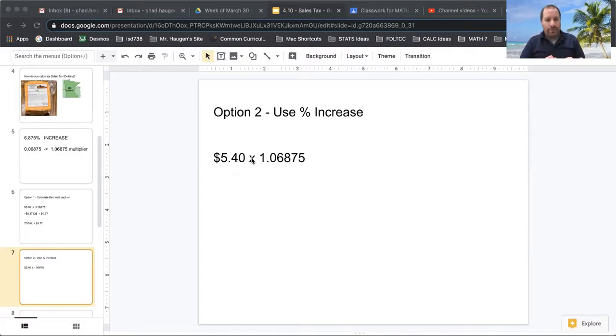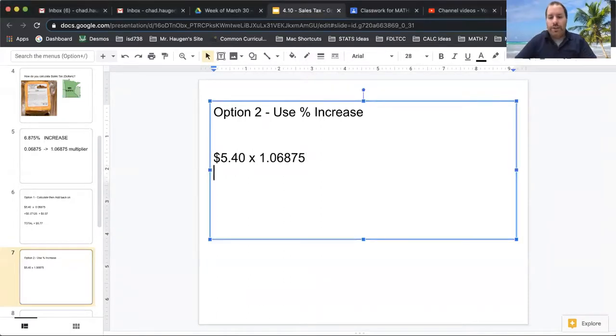So I'd say 540 times 1.06875. Type all that in. And again, I'm just going to type that on there because it probably doesn't show up on your guys' screen very well. So here I use the calculator and we get 5.77125 is what comes out of there, which is very, very close to what we had. Again, this is in dollars. We're going to have to round that to 2 decimal places out to the pennies.